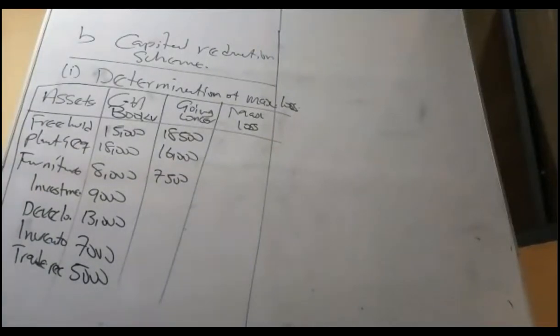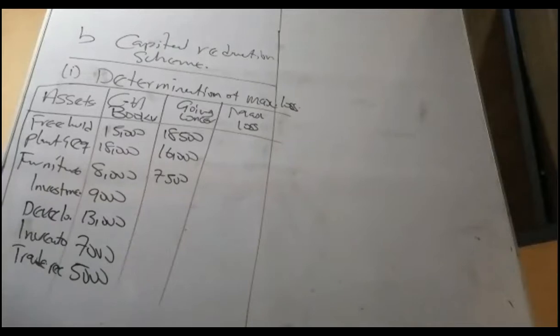Then let's go and record the maximum loss. Now for the maximum loss for these items, we can find the going concern for all of them before we look for the maximum loss.